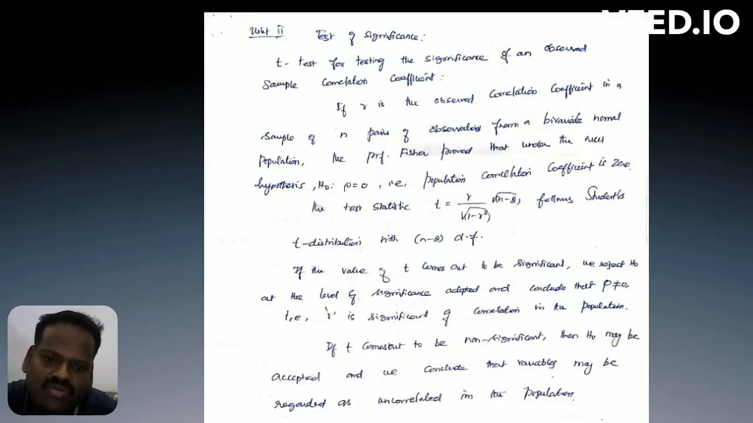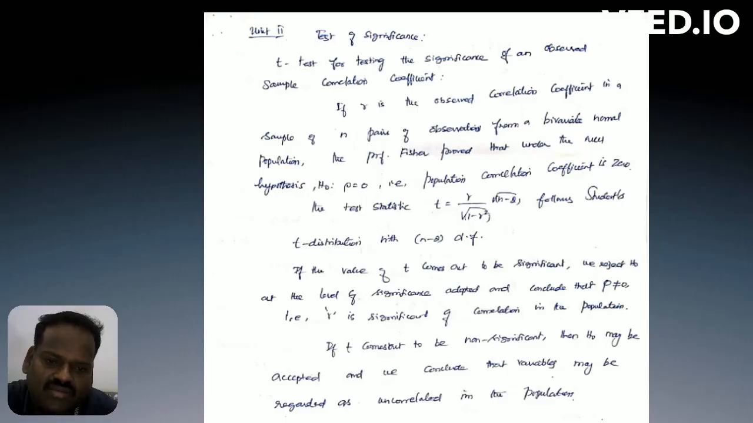And then we have to use the t-test, or the Student t-test, for the test statistic: t equal to r divided by the square root of 1 minus r squared, into the root of n minus 2. This test statistic follows the Student t-distribution with n minus 2 degrees of freedom. After finding the t statistic, we have to refer to the Student t-distribution table value, and then compare this test statistic value with the t-distribution table value.